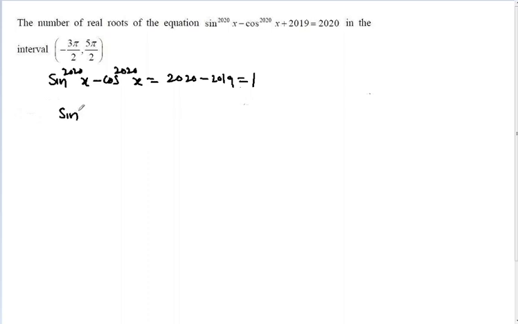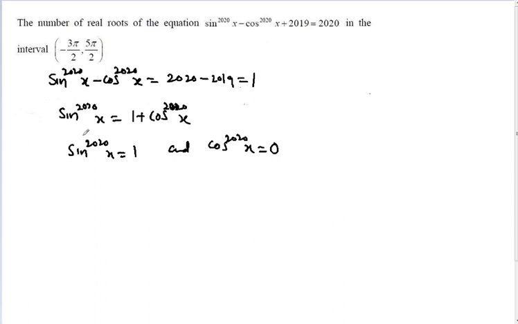From this equation, sin^2020 x is equal to 1 plus cos^2020 x. This equation is satisfied only if sin^2020 x is equal to 1 and cos^2020 x is equal to 0, because the range of sin^2020 x is 0 to 1, and cos^2020 x is 1 plus something, that is between 1 and 2. So from these relations, sin x is equal to 1 and cos x is equal to 0.